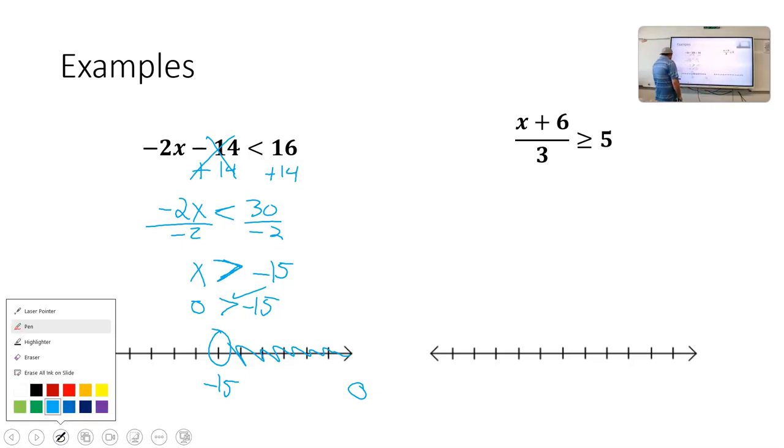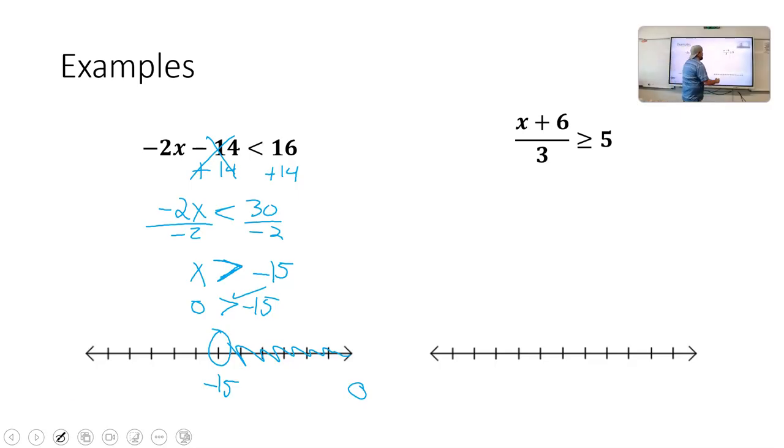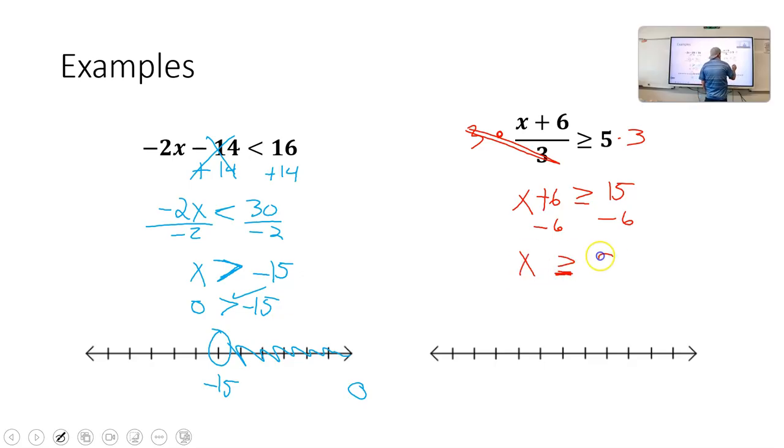Okay, let's go with this one. First, I'm going to multiply both sides by 3. Then we get x plus 6 is greater than or equal to 15. Minus 6 from both sides. X is greater than or equal to 15 minus 6, which is 9. So our boundary number is 9. And it is closed. So we fill it in. And it is going to go to the right.